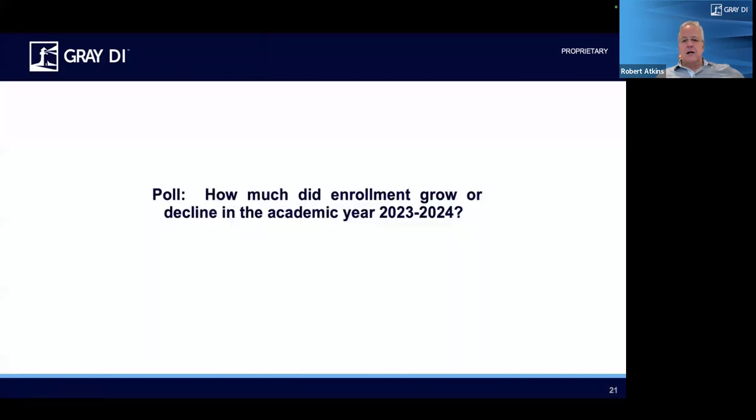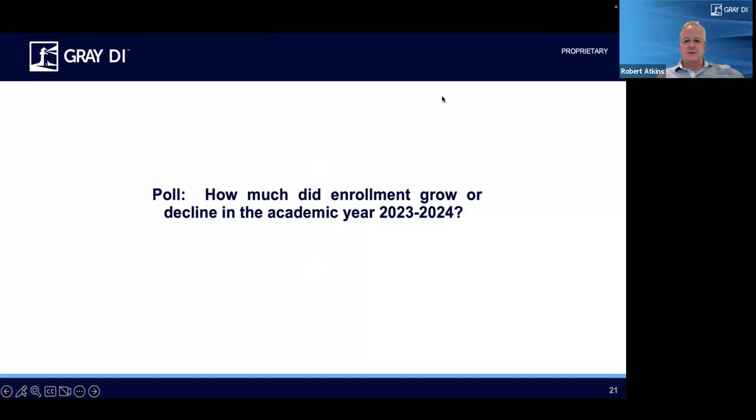Now, as we continue through this, we're going to turn to enrollment. And what I want to do is run a survey and see what you all think is happening to enrollment right now in higher ed. Or specifically, how much did enrollment grow or decline for associates programs in the academic year 23-24. Let me give you a second to go ahead and post your guess. All right. Marianne, you want to share our results?